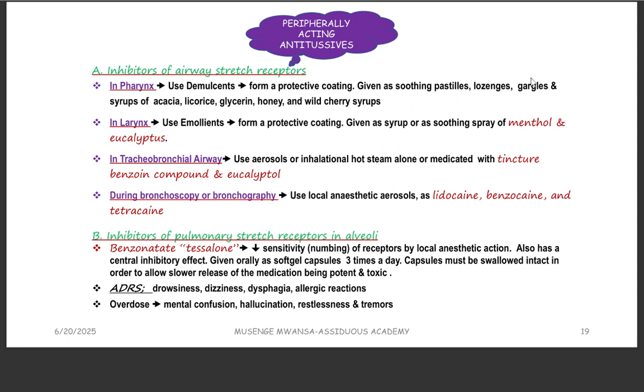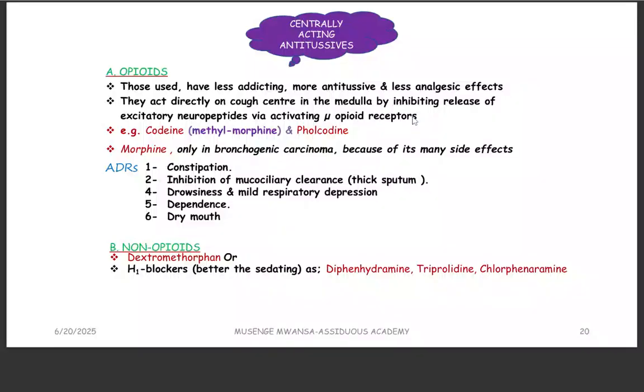Of course, these are the common lozenges which we buy in the shops. If you have got a cough, just go and buy the lozenges you'll be able to buy in pharmacies. And then for those that act centrally, these are the opioids, like codeine, which is methylmorphine, and the 4-codeine. And then you also have morphine itself, which is only used in bronchogenic carcinoma because of its many side effects. So you barely use morphine because it has got a lot of side effects.